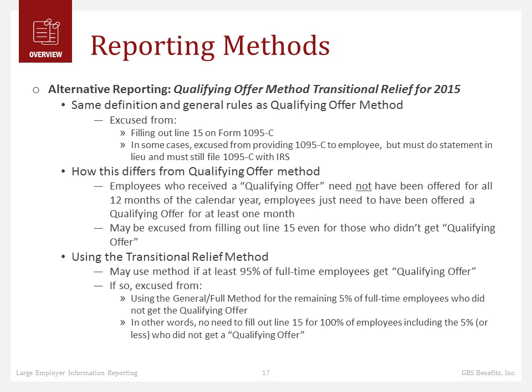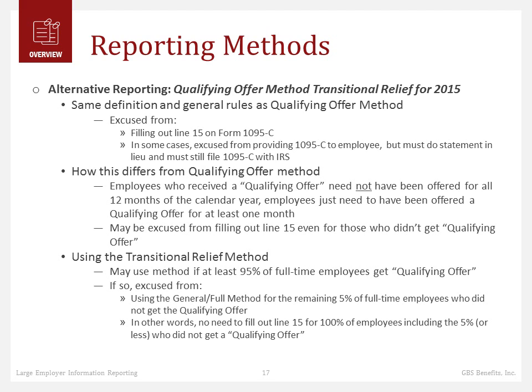Our second alternative reporting method is very similar to the first one. It's called the Qualifying Offer Method Transition Relief for 2015. This is the same definition and general rules apply as a qualifying offer method. In other words, you need to have offered a qualifying offer, and if so, you are excused from filling out line 15 on Form 1095-C. And then, of course, in some cases, you're excused from providing the form at all, and instead doing a statement in lieu, but you still have to provide the 1095-C to the IRS, so why not just do the 1095-C to the employee?